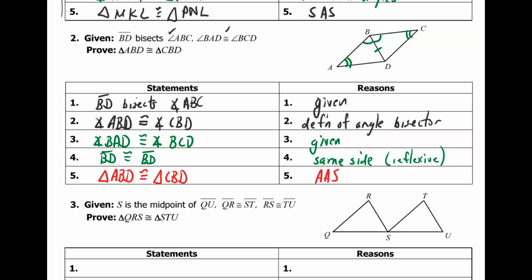Okay, that's an introduction to proofs. I hope you find this helpful. Don't forget, always mark the diagrams and always use the given information. And your last step will always be what you're trying to prove, and your last reason, if you're proving triangles congruent, will always be a triangle congruent shortcut.